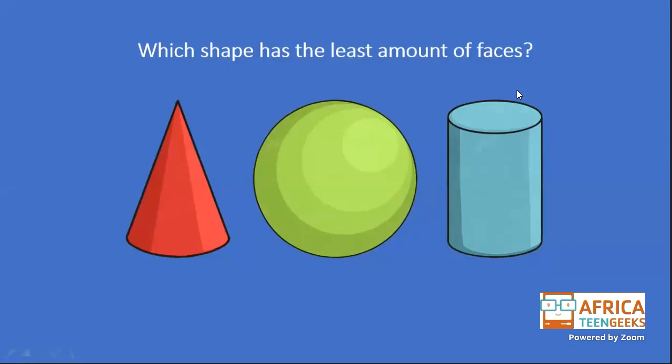Right, which shape has the least amount of faces? This one's easy. So I want everybody to answer as quickly as possible. Which one has the least amount of faces? There we see Praise, Ethan, you already have the answer. Kia, Lunako, great, you guys. The answer is a sphere. And the sphere doesn't even have a flat surface, it only has a curved surface.